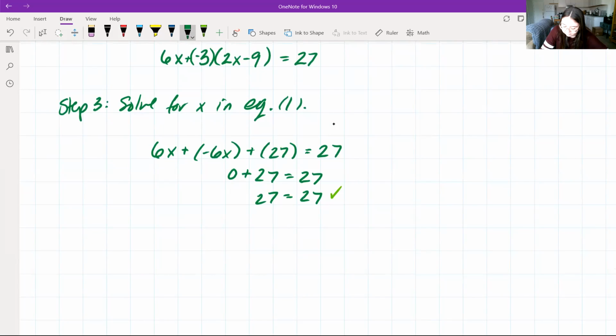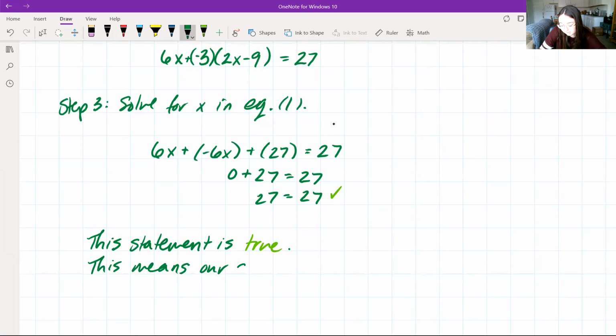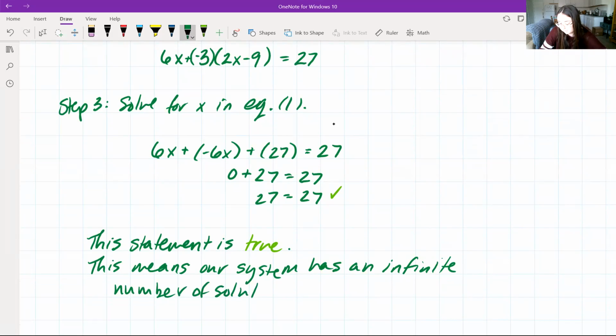So we can say this statement is true. So while the statement is true, this means our system has an infinite number of solutions, and our equations are dependent.